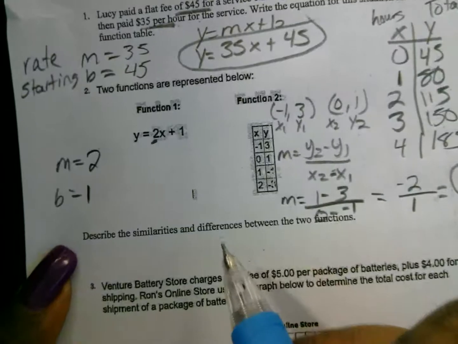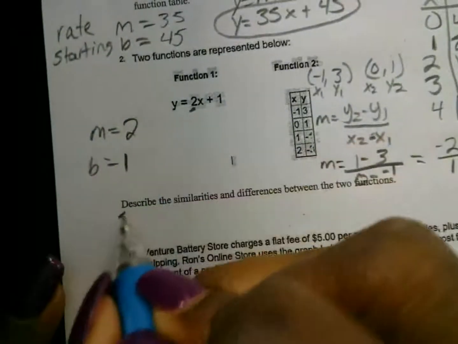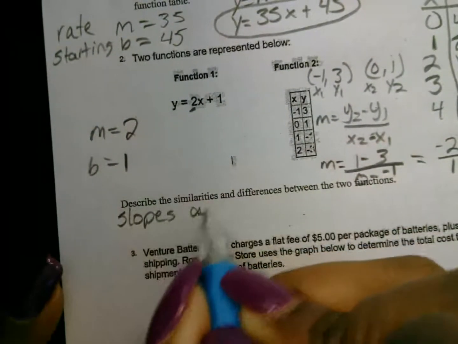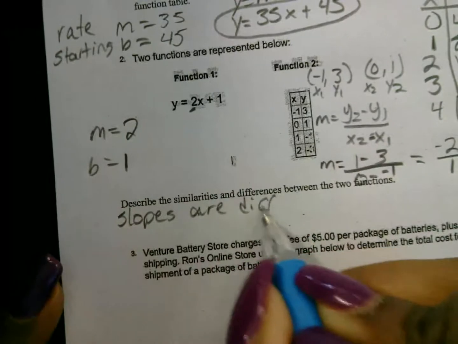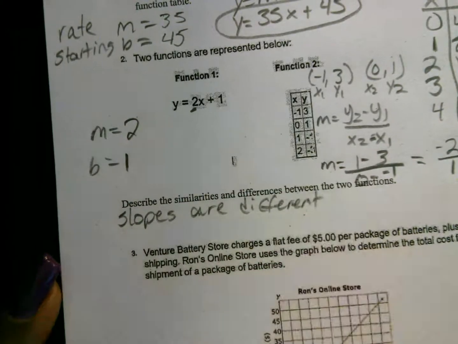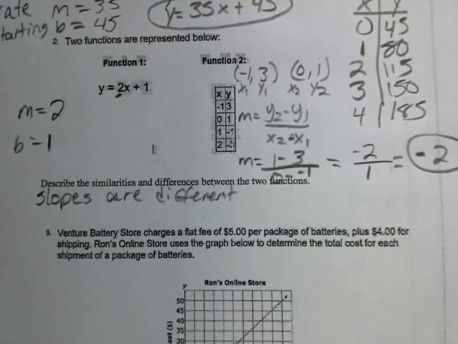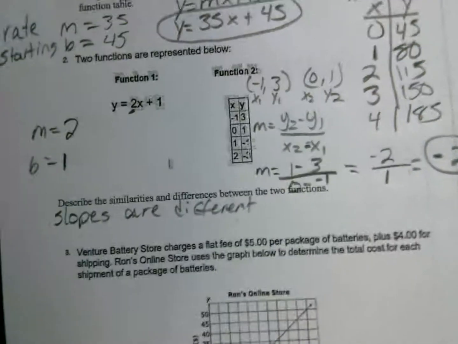Okay. So far, the slopes are different. One is positive, one is negative. That's one of the differences there: the slopes are different. One's going up by 2, the other's going down by 2. Okay? All right, let's look at the y-intercept.